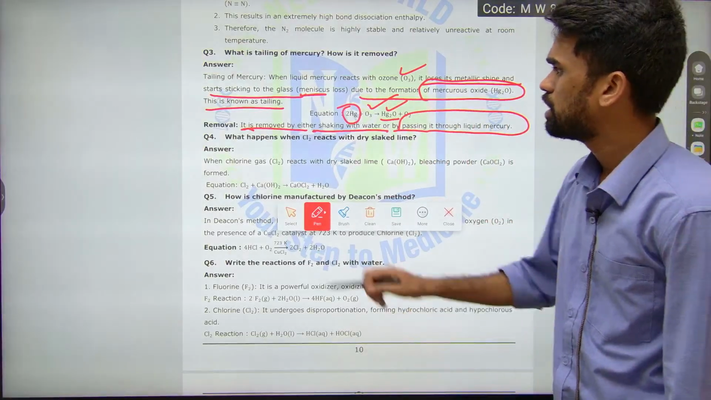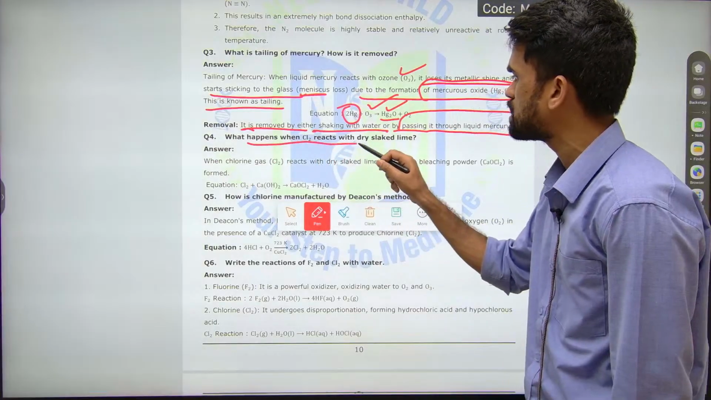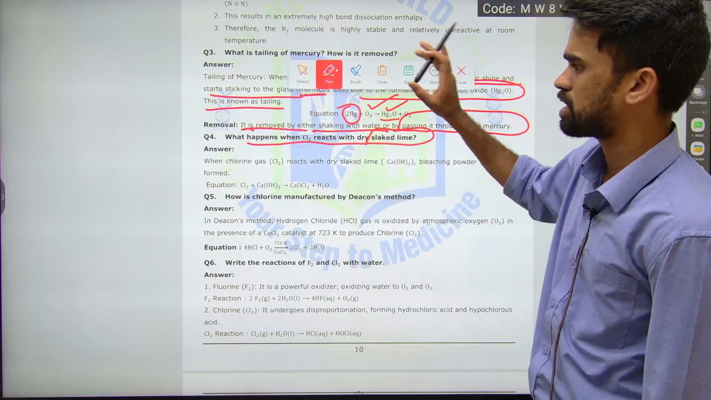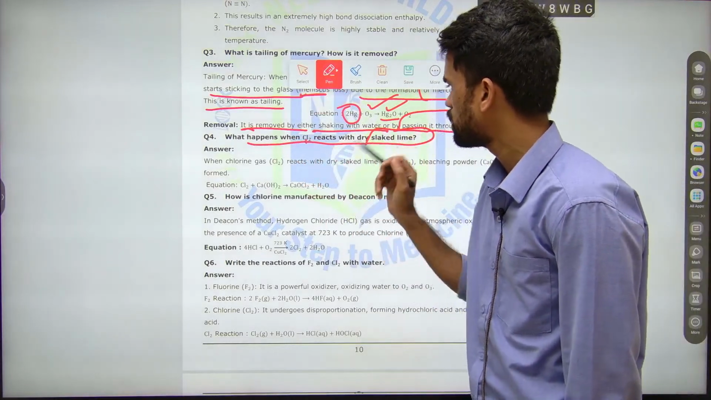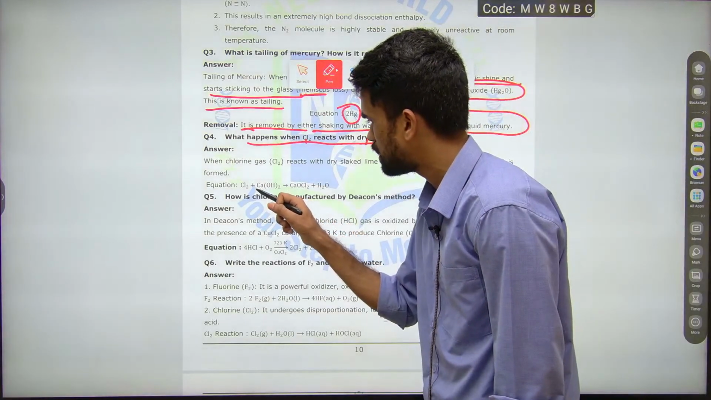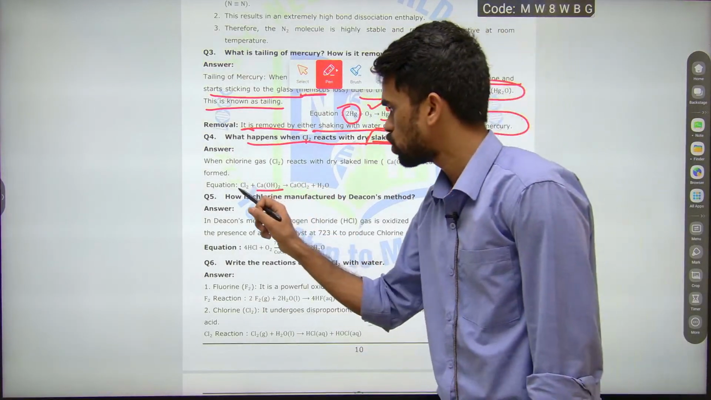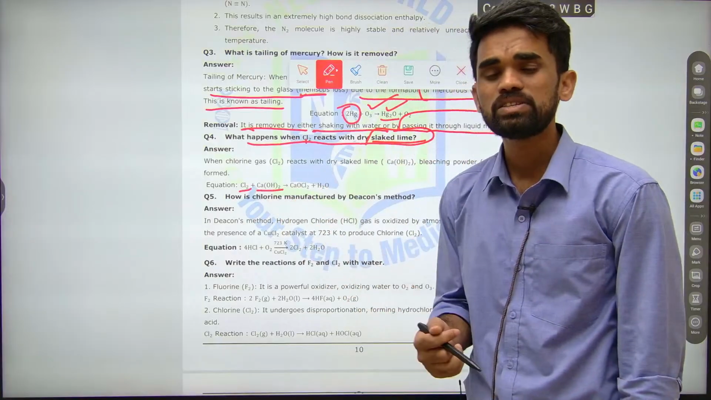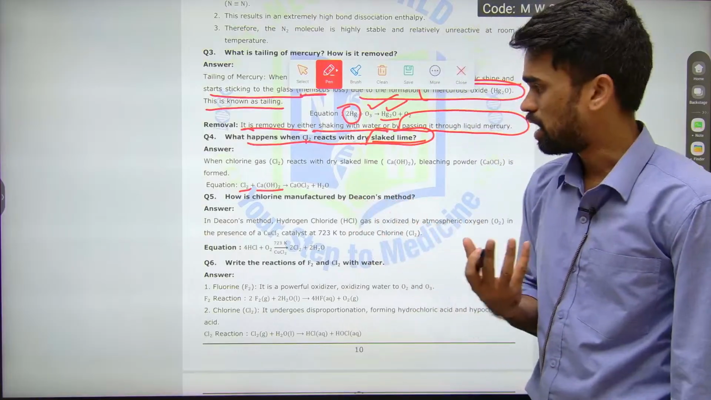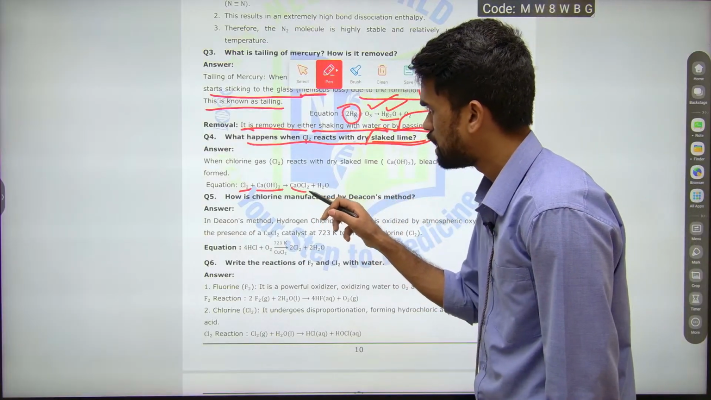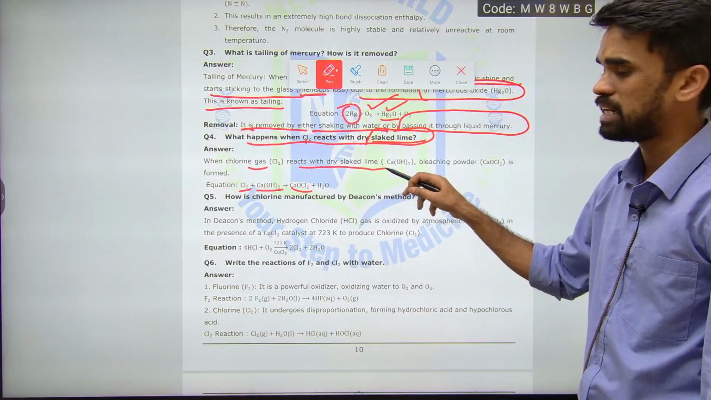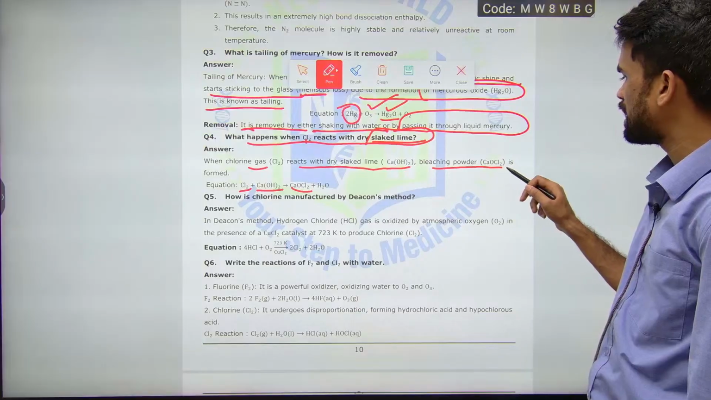That's good. Now, what happens when chlorine reacts with slaked lime? This is one of the important things to discuss. What do we mean by slaked lime? It's calcium hydroxide, Ca(OH)2. So chlorine with calcium hydroxide will form bleaching powder. That bleaching powder's formula is CaOCl2. So when chlorine reacts with dry slaked lime, the bleaching powder is formed.